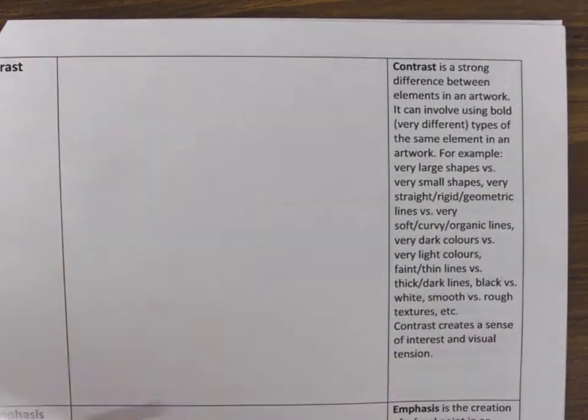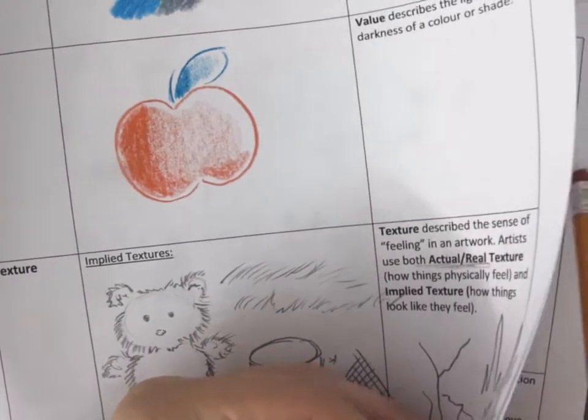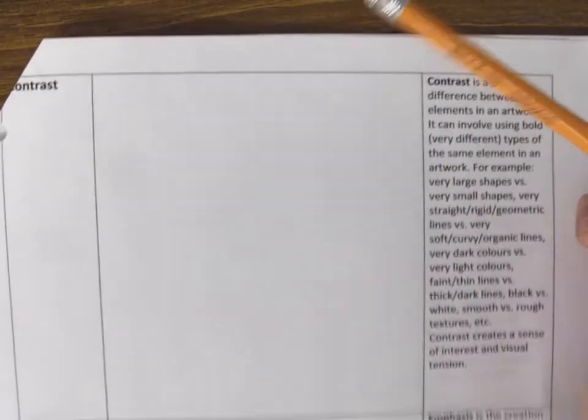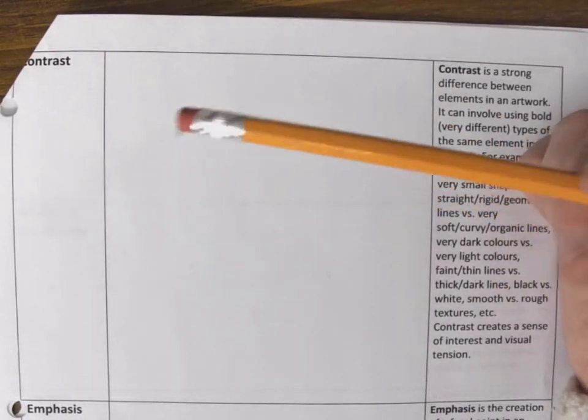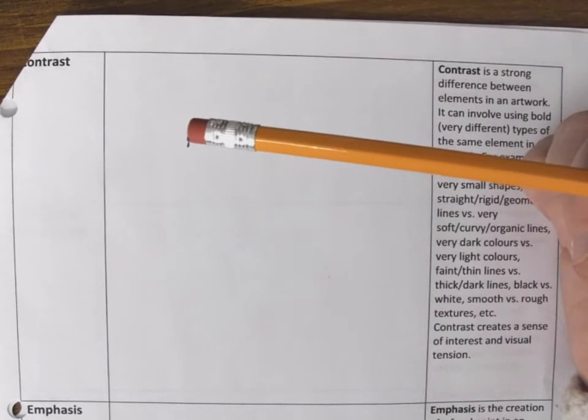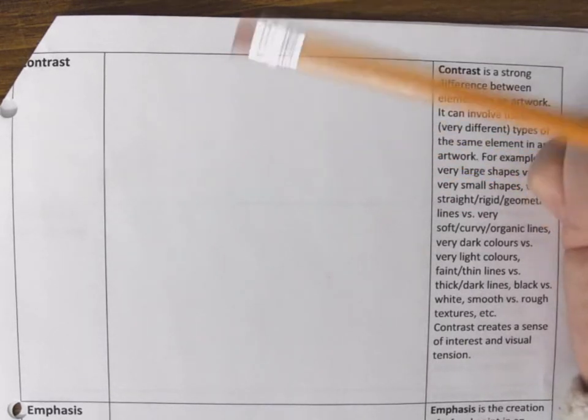That's the principle. But we can have contrast of line, contrast of shape, contrast of color, contrast of value, contrast of texture, and so on. Contrast of space, and so on. Okay. So how can we show contrast with lines? How can you make a design using contrasting lines? We need two very, very different lines working together, right?